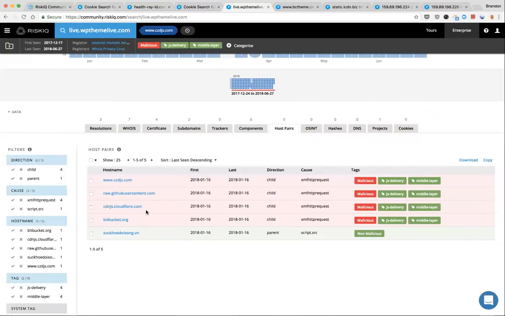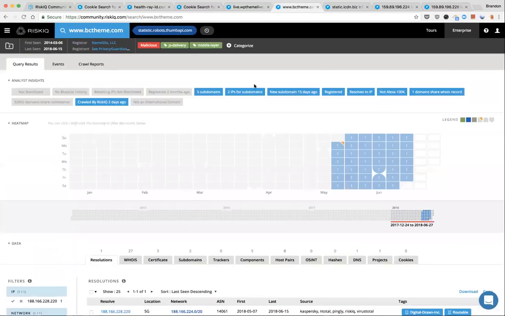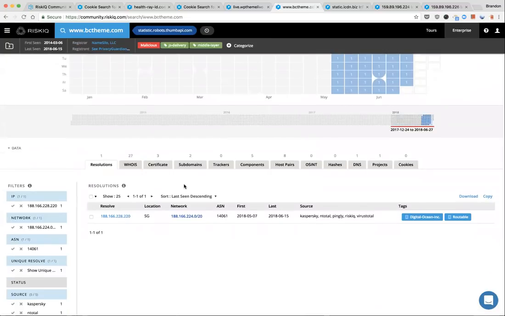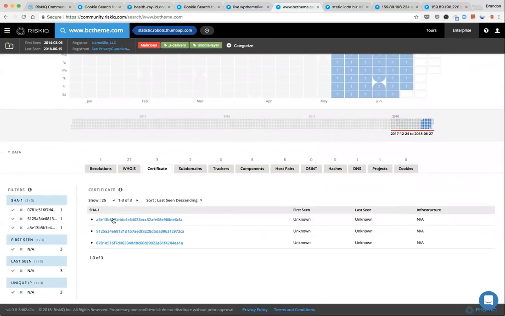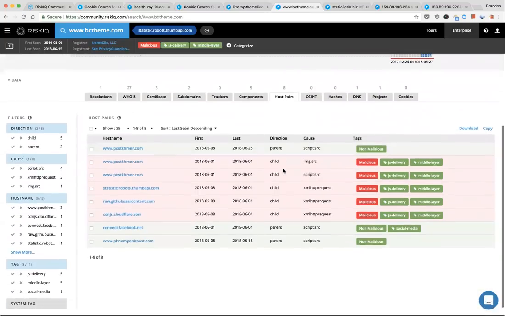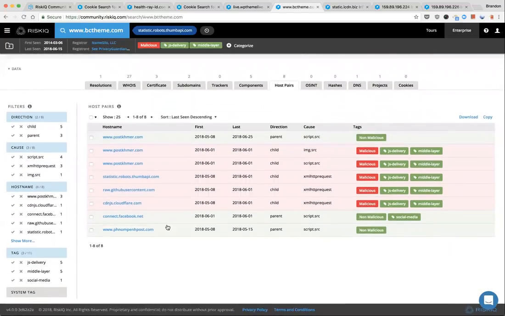And so that's interesting for us. We can identify some relationships. If we head over to this bctheme.com, again, DigitalOcean, let's look at the certificates. Again, Let's Encrypt. Let's go over the host pairs. We got some stuff that appears to be compromised that is making a reference to this bctheme.com. So it looks like there's some websites that are compromised.